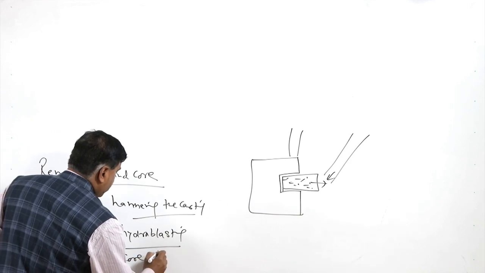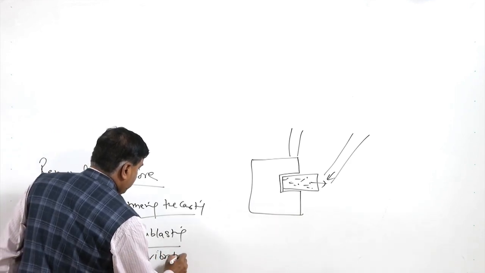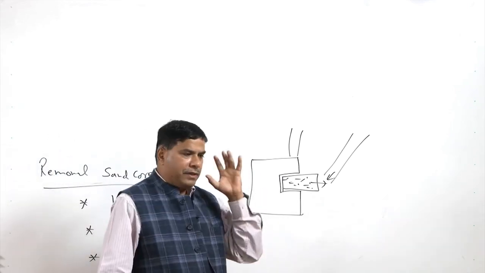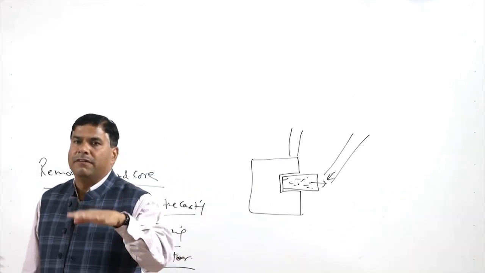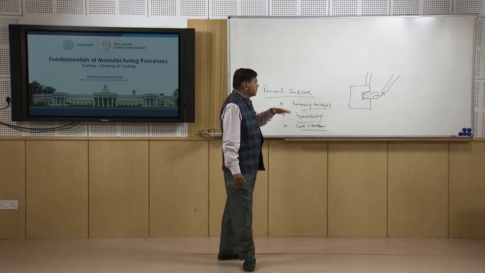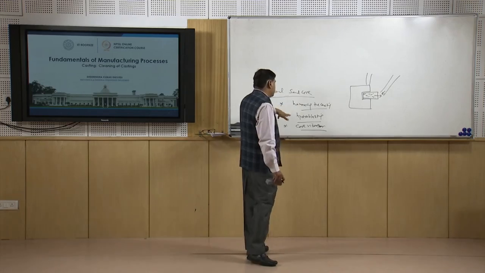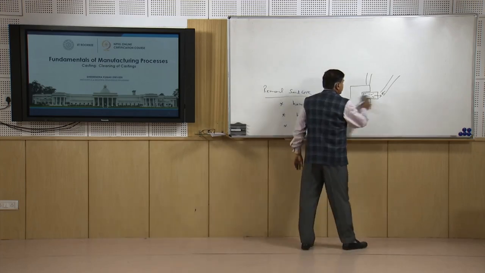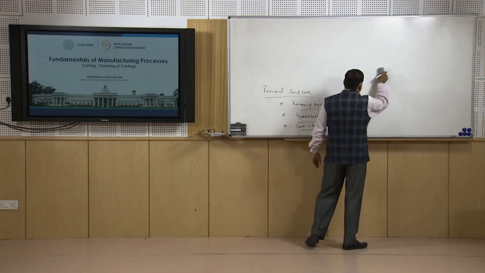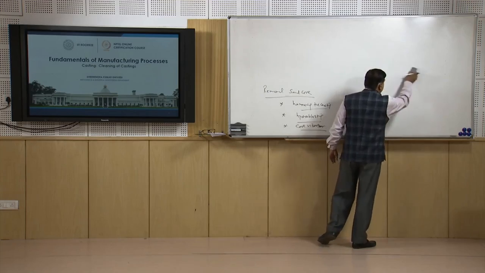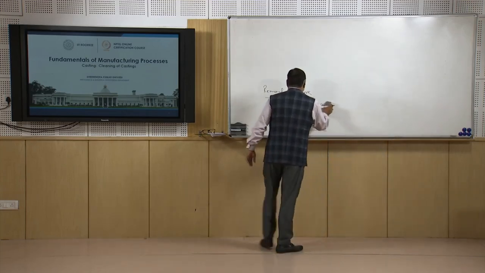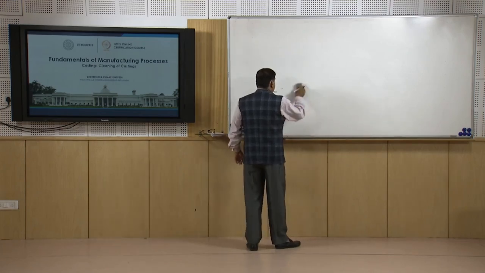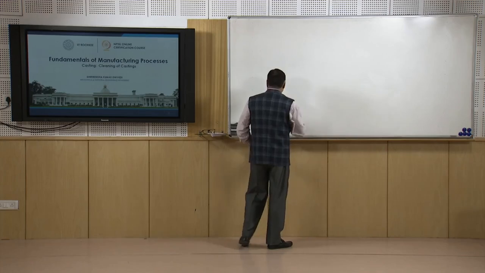A core vibrator is also used in order to remove the core sand. When the casting is kept onto the vibrating platform, the core is broken and it is automatically removed from the casting. So the application of core vibrators helps to break the core sand and thereby remove it from the casting. Now coming to the removal of the gates, ingates.